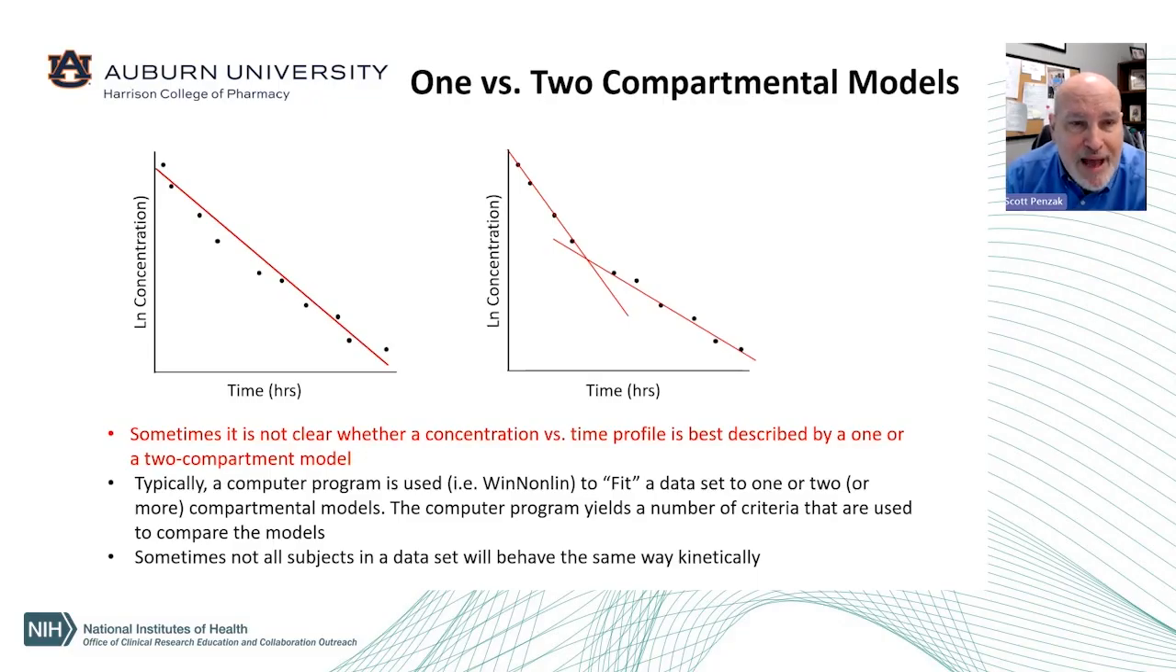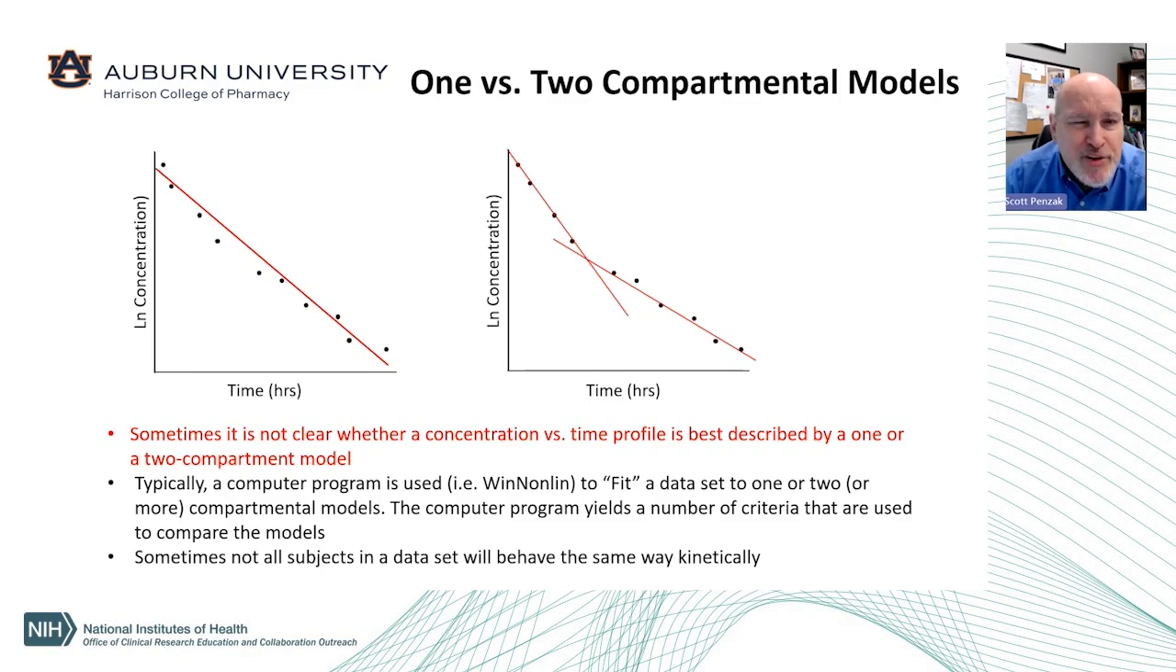So sometimes just by looking at the data like that, it's not clear whether the drug is best described by a one or a two compartment model. So what can you do? Well, you can plug the data into both a one and a two compartment model, and then you can make comparisons as to which one gives you a better description, which one describes the data better. And then you can compare those two.